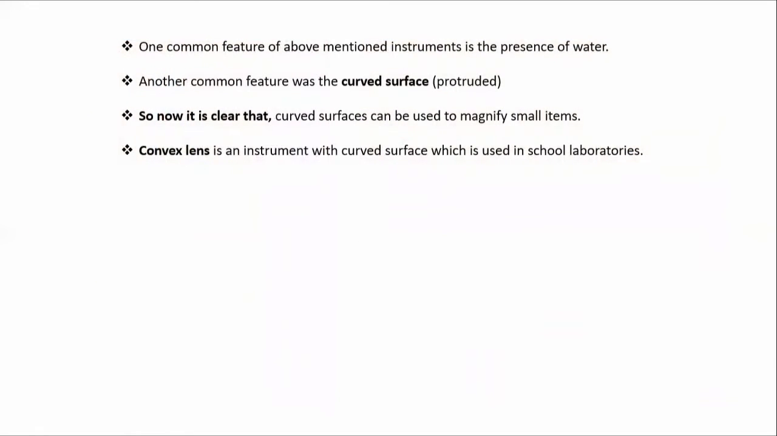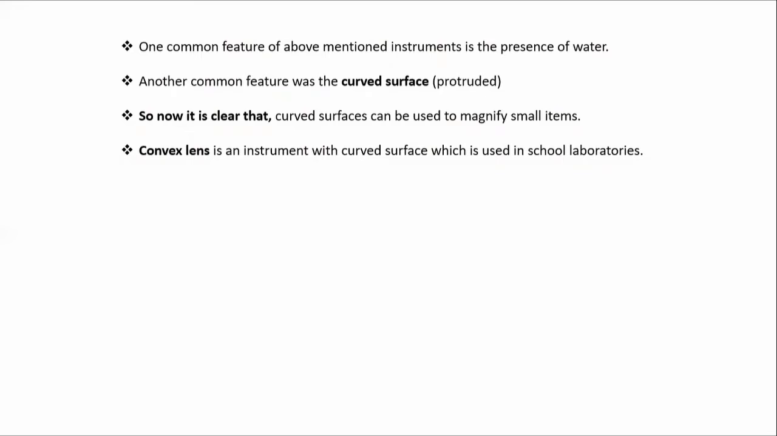One common feature of the above-mentioned instruments is the presence of water. Another common feature was the curved surface. So now it is clear that curved surfaces can be used to magnify small items. A convex lens is an instrument with a curved surface which is used in school laboratories. All right. So as you can see in the above experiment, that is activity 10.1, the water bottle had a curved surface. All right. So did the glass sphere, right?